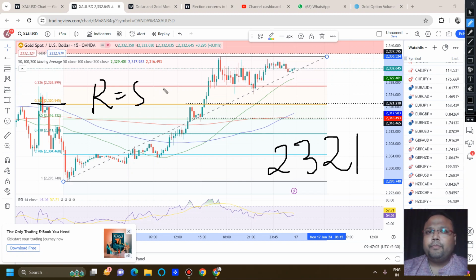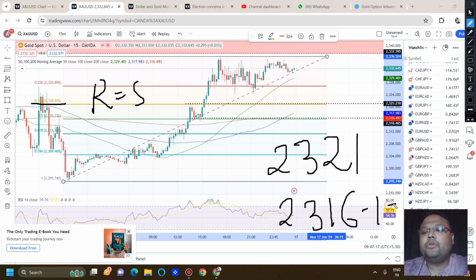Right after the market opening, if the selling volume is not very high, if you see the market coming down with normal candles, you can expect the market to take support on 2321, and the second support is around 2316 to 2315. So these are the two levels where we can look for a quick bounce. 2316 because of the FIBO 50% retracement level.